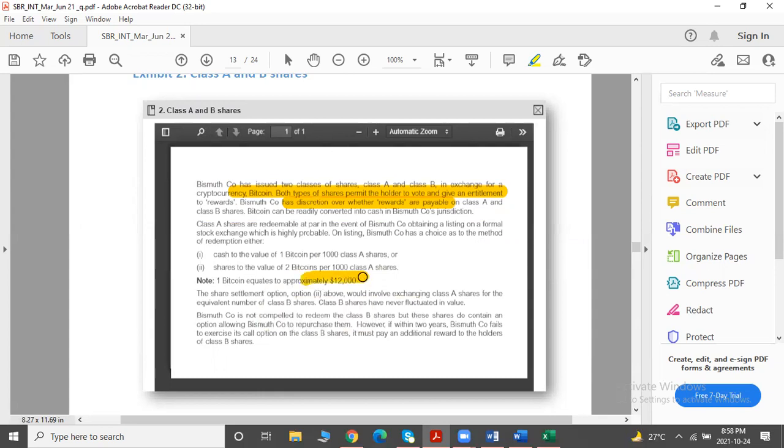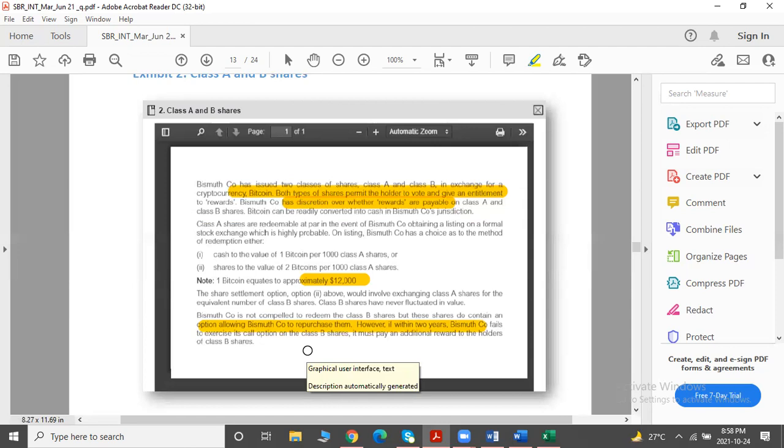The share settlement option above would involve exchanging Class A shares for the equivalent number of Class B shares. Class B shares have never fluctuated in value. Bismuth Company is not compelled to redeem the Class B shares, but these shares do contain an option allowing Bismuth Company to repurchase them. However, if within 2 years Bismuth Company fails to exercise its call option on the Class B shares, it must pay an additional reward to the holders of Class B shares.